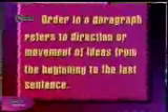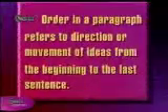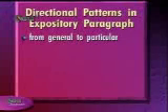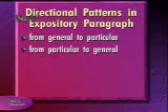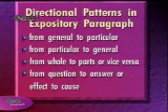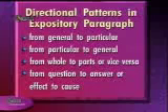What is order in paragraph writing? Order in a paragraph is like organization in an essay, but because paragraphs are smaller in scope, it may be more appropriate to describe order as direction of movement. There are 4 directional patterns in expository paragraphs, and these are: 1, from general to particular; 2, from particular to general; 3, from whole to parts; 4, from question to answer, or from effect to cause.